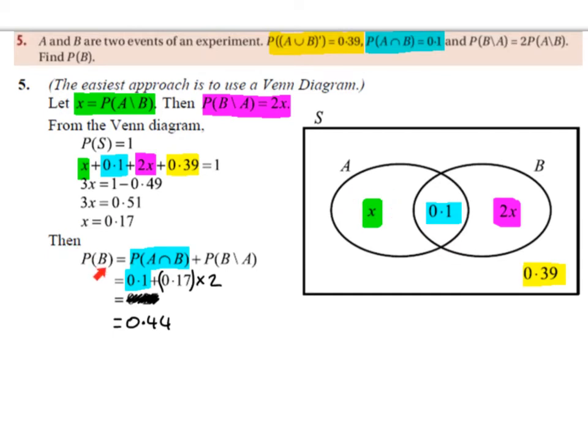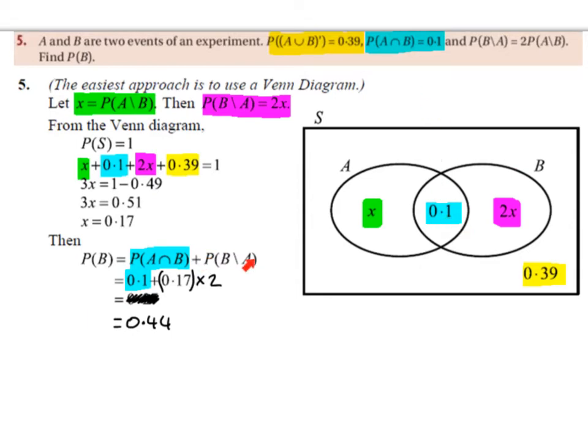Then the probability of B is equal to the probability of A intersection B plus the probability of B less A. So the probability of B, so this set here, is the intersection and B less A. So this is the intersection, this is B less A, and the two of them together give us set B. So the probability of B is going to be the probability of A intersection B plus the probability of B less A. So the probability of A intersection B is 0.1. We got that from the question. We had already filled it into our diagram.